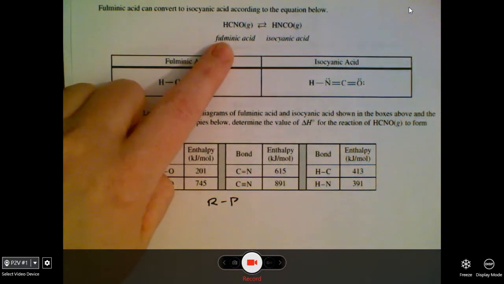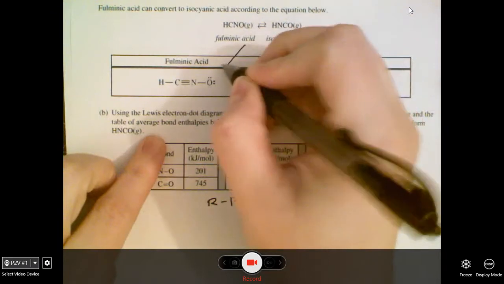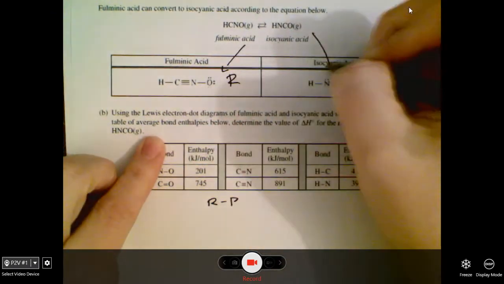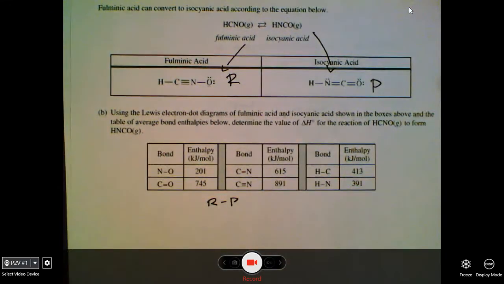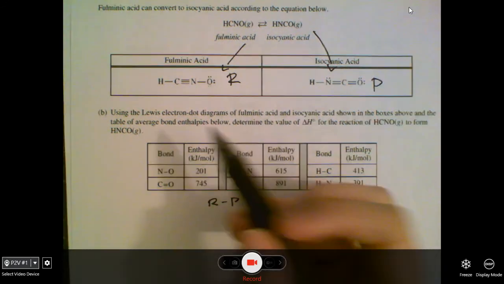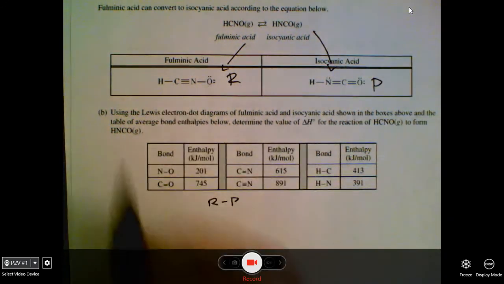And so we're going to go from fulminic acid. This here is our reactants, and this is our products. And I would honestly recommend really writing all over your test to keep it clear, because otherwise it can be really easy to mess this up. So when I'm looking at this process here, I've got to look at the connections.